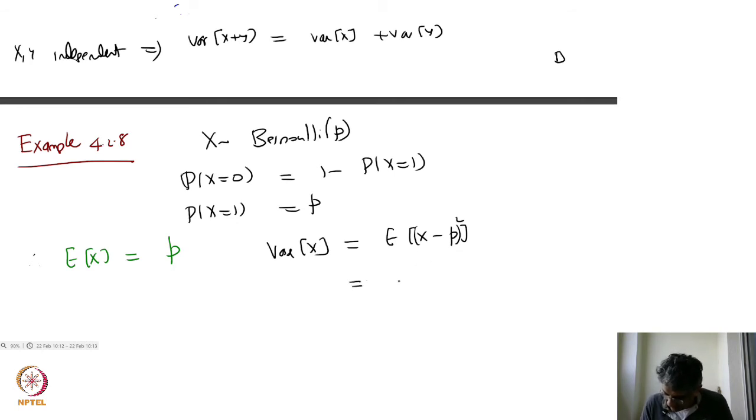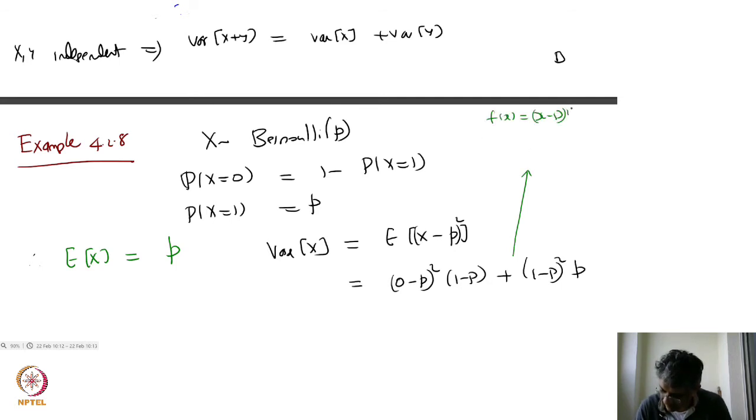And what's that going to be? X takes value 0, so (0 minus p) the whole squared with probability 1 minus p, plus (1 minus p) the whole squared times probability p. That's how you do it, right? You think of the function f of x equal to (x minus p) squared, and then you know that E of (X minus p) squared is just the summation over t in T of f of t times probability X equals t. And that's what I used here, right?